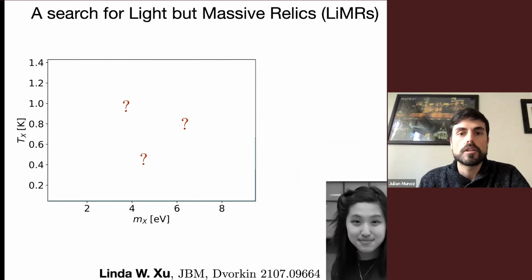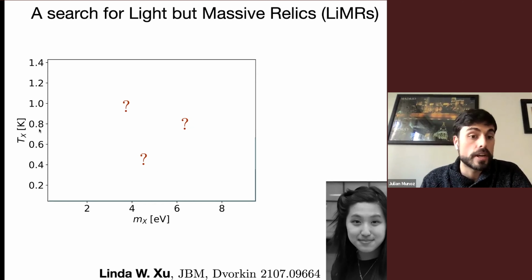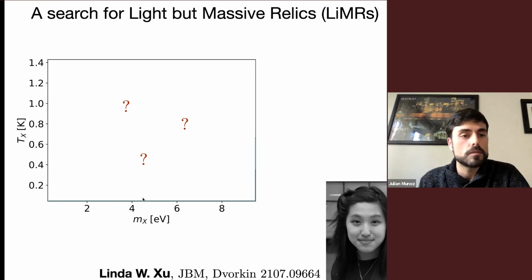And we call this light but massive relics. I'm going to tell you about the search for these that Linda Xu led, who's a postdoc at Berkeley. The idea is, instead of looking at the 1D plot of just temperatures or N-effective, let's also expand it by looking at their mass. And we have no idea what's happening here. We know neutrinos should be somewhere at 2 Kelvin, and we don't know their mass. But if you have a new particle, where do they live?